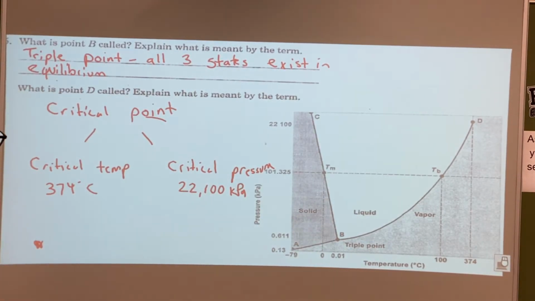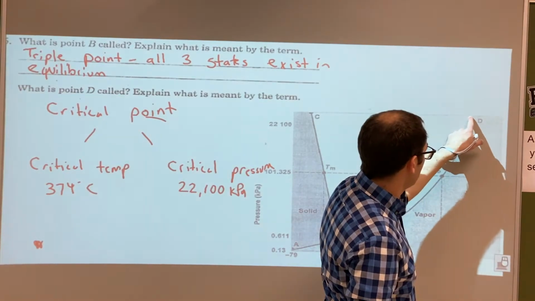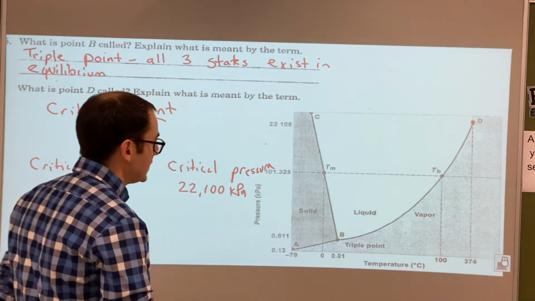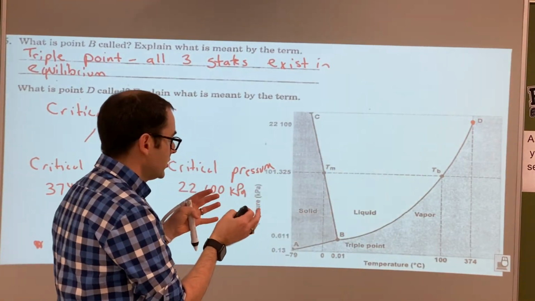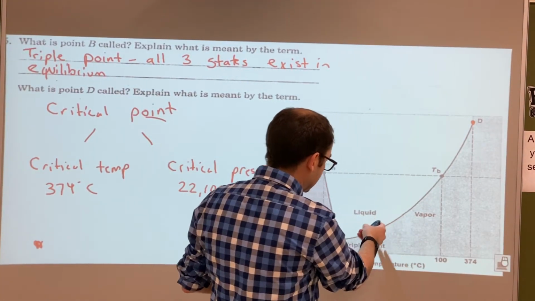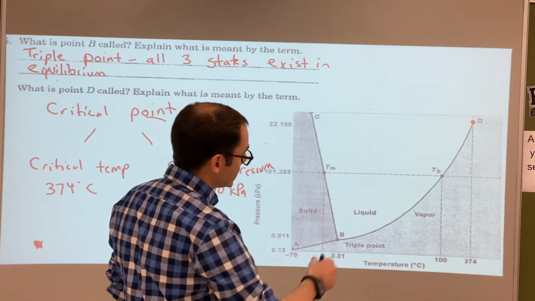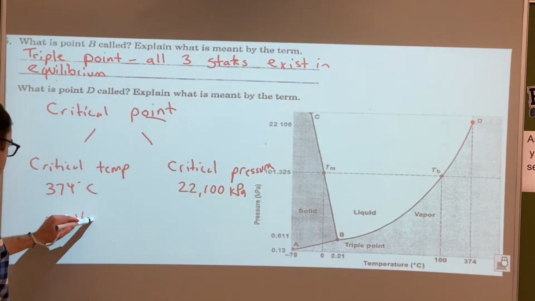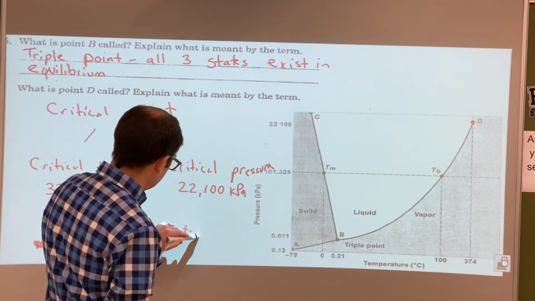All right? Okay, explain what is meant by the term. Okay, so after point D, you'll notice that there's no longer a line between vapor and liquid. And that's because after you get past this, no matter how much you try to compress your water vapor, it's not going to condense back into a liquid. It's just going to stay as a gas, all right? So that's what happens after your critical point. Won't condense into a liquid.